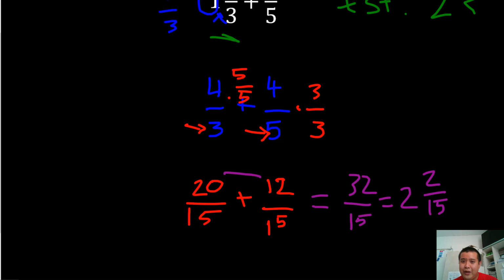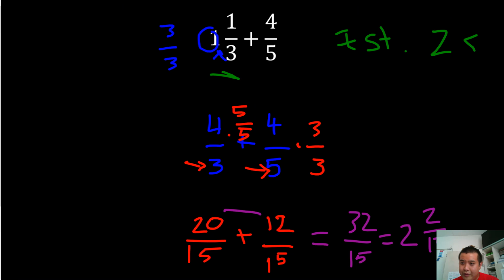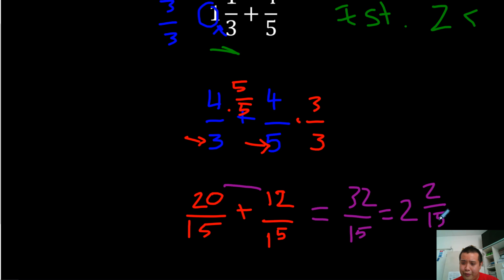Notice how this is very close to our original estimate back up here. Right here, our initial estimate of a little bit more than 2. Okay, so therefore we can be very confident that this is the correct answer, 2 and 2/15.